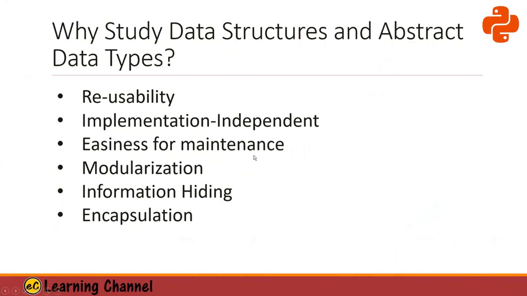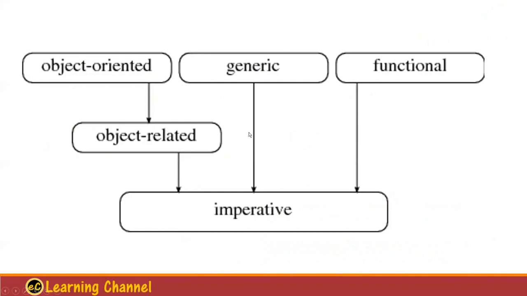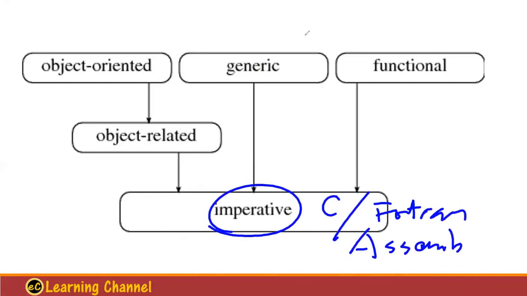Okay, and why study algorithms? To learn the design patterns, okay? And then these are the new languages. The first language that actually came out is the sequential language. And later we have structured programming. This one includes the C language, and then Fortran, those types of languages, and also assembly is over here. And after Smalltalk and Java, we move to object-oriented programming.